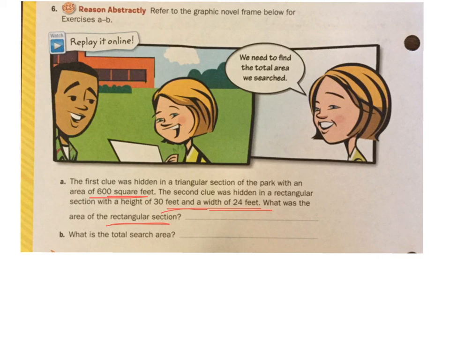Okay. So let's see. I'm going to kind of draw this to give me an idea. The first clue was hidden in a triangular section. So I'm going to make a triangular section with an area of 600 square feet. Okay, the other one is in a rectangular section, so I'll do a little rectangle that has a height of 30 and a width of 24. What was the area? So 30 times 24, that gets me an area of 720.